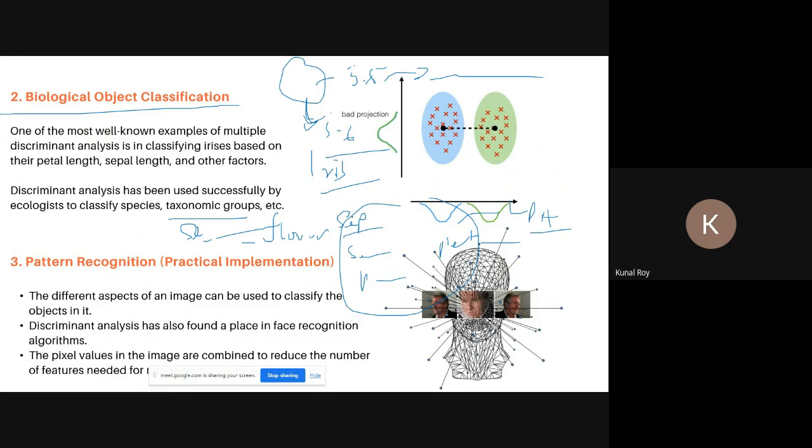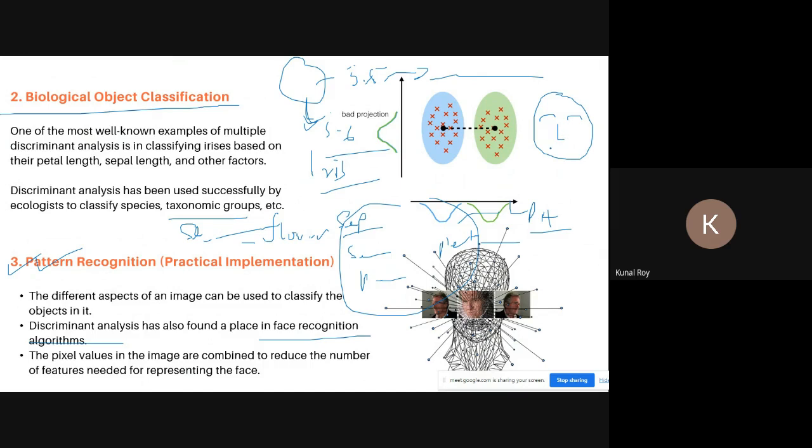Right now, the most important part, pattern recognition, also uses this discriminant analysis approach. It is also used in the face recognition algorithm. Now, what is this face recognition algorithm? We have a face, we have eyes, a nose, and lips.